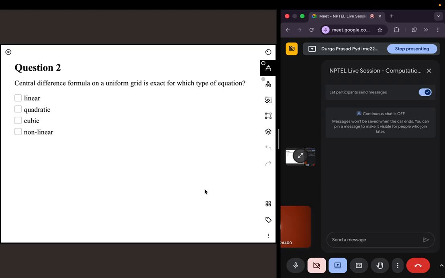What happens if we have a uniform grid and we use a central difference formula? For which of these equations would it be an exact solution? We were discussing this some point before. Let's say I have a function f of x equal to x square. Let's take a quadratic function, and we know that the derivative of this is 2x. Now let's say I'll use a central difference scheme.